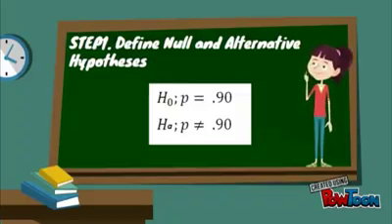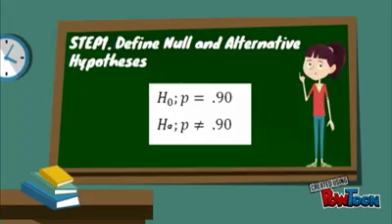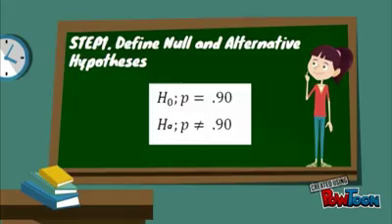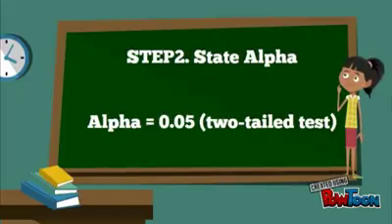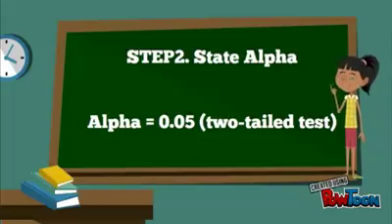Step 1. Define null and alternative hypothesis. Null hypothesis, p is equal to 0.90. Alternative hypothesis, p is not equal to 0.90. Step 2. State alpha. Alpha is equal to 0.05. A two-tailed test.